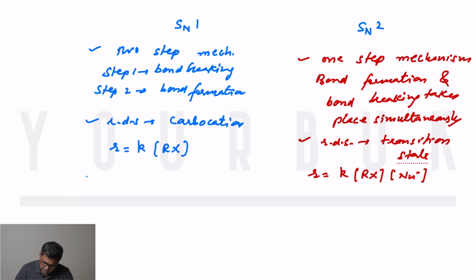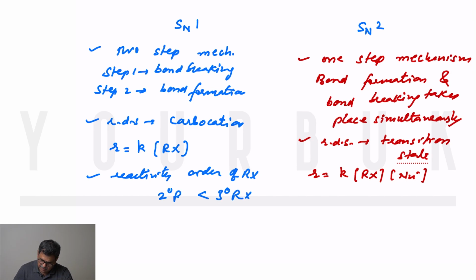Now in the SN1 mechanism, the reactivity order of haloalkane is this. 3 degree is the most reactive because it gives a stable 3 degree carbocation, then 2 degree, and then 1 degree. So as the crowding increases at the alpha carbon, the reactivity towards SN1 increases.